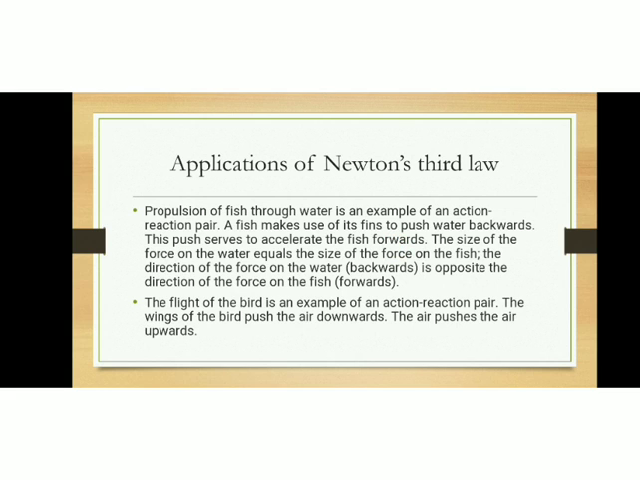Okay. Then the flight of the bird is an example of an action-reaction pair. So the wings of the bird push the air downwards. So the wings exert a force on the air in the downward direction. In turn, the air will exert a force on the bird in the upward direction. As a result, the bird will fly upward.